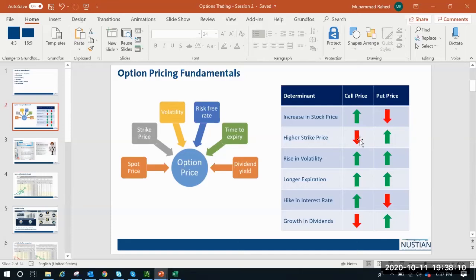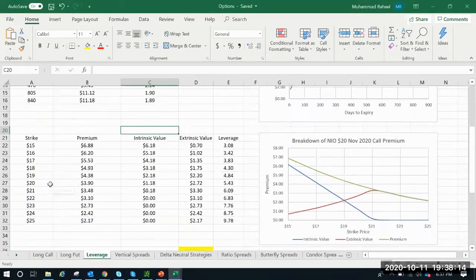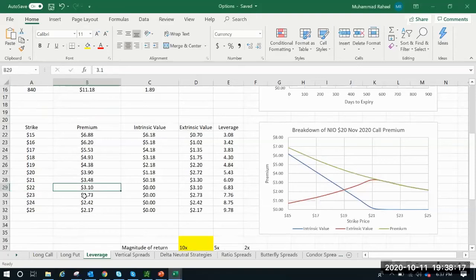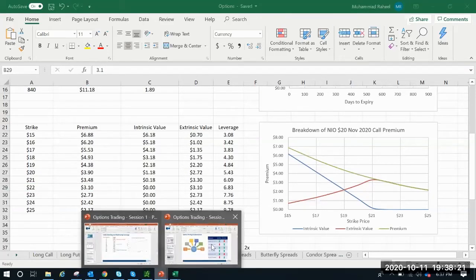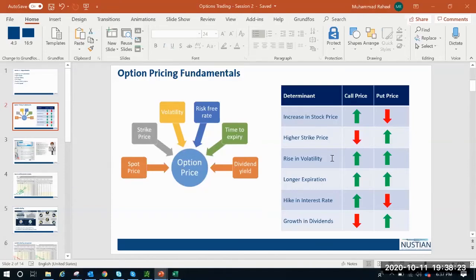A higher strike price on calls would decrease the price. We just saw that, right? As the strike goes up, the premium goes down, so the cost to you goes down. It's all very intuitive. A rise in volatility, as I said, for something like Tesla, calls and puts both are going to be expensive, because it's a fantastic stock. It goes up by $60, everybody wants to play in that because they can make more money. So they're going to charge you more for that.